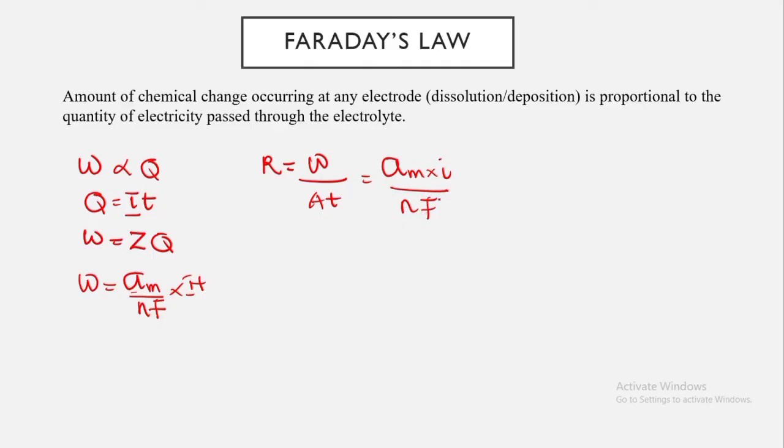And this formula is mostly for reactions that undergo without penetration. In this case, this formula is used to find the corrosion rate in MDD, which is milligram per decimeter squared per day. That is when we use this formula.